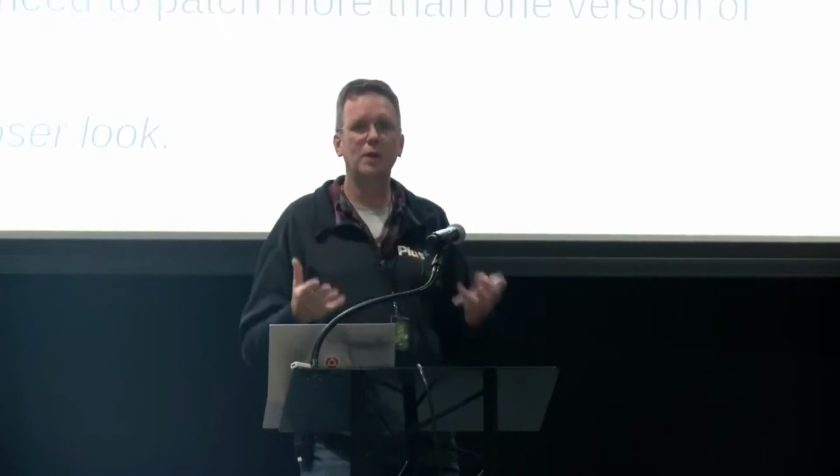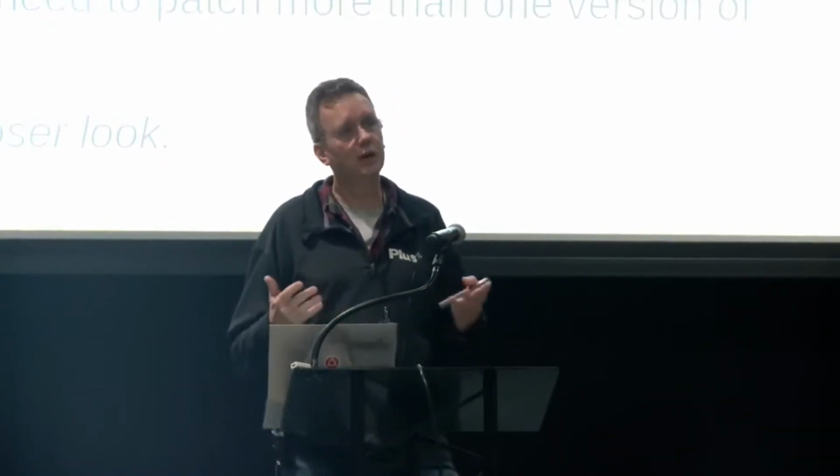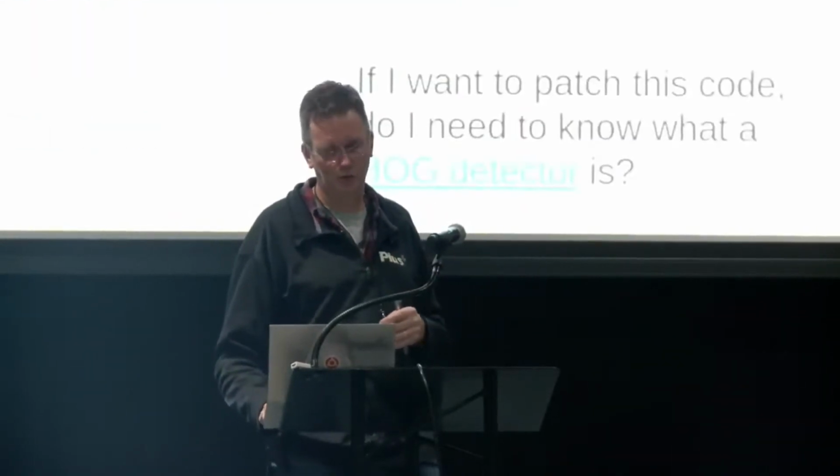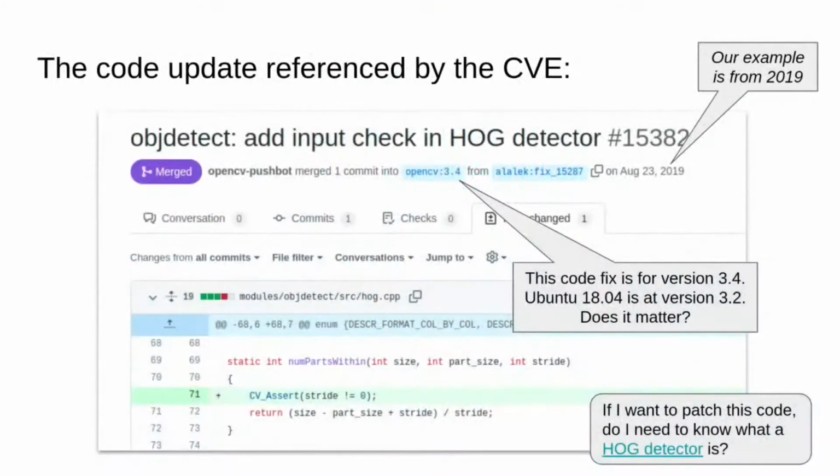So if we want to fix this vulnerability now, we have to patch multiple versions of OpenCV, and that's where we're at. We got the source code. The source code worked for version 3.4, and that's not what we're running. So again, when we looked at the commit in GitHub to the open source tree, it was to OpenCV, published in OpenCV version 3.4. This is the date, again, we're working on 2019.